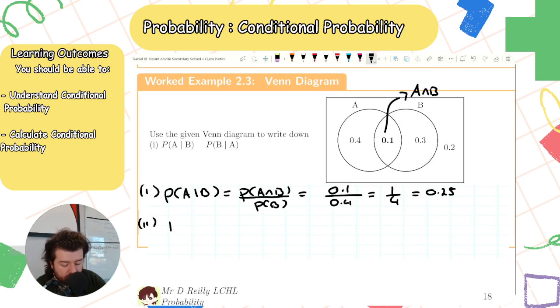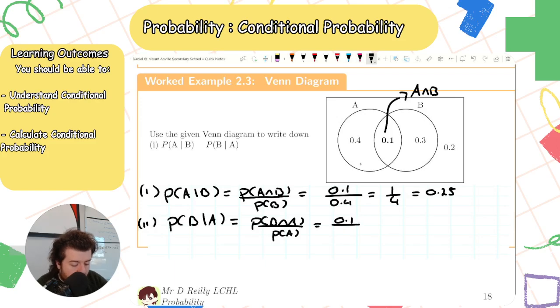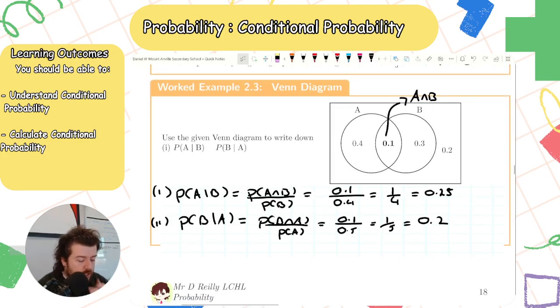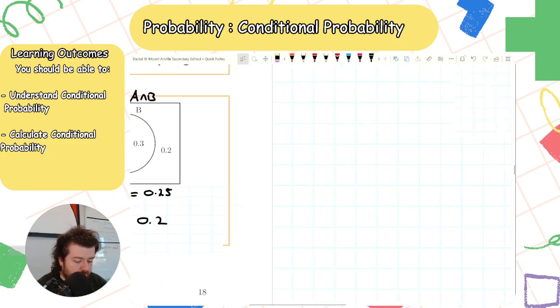And for the second one, probability B given A is the same as probability B intersection A over probability A. That is the same as 0.1 over A, which is this big circle here, 0.4 plus 0.1 is 0.5. That's the same as 1/5, which is 0.2. And that essentially is conditional probability. So we're going to look at some questions now, but just something to note about conditional probability.